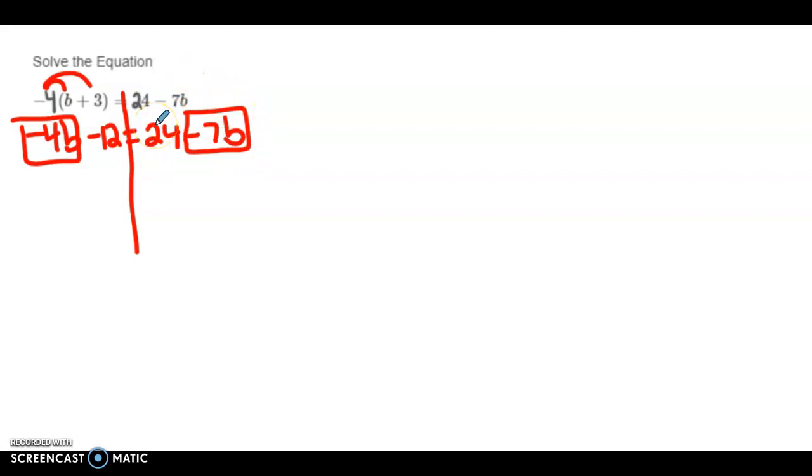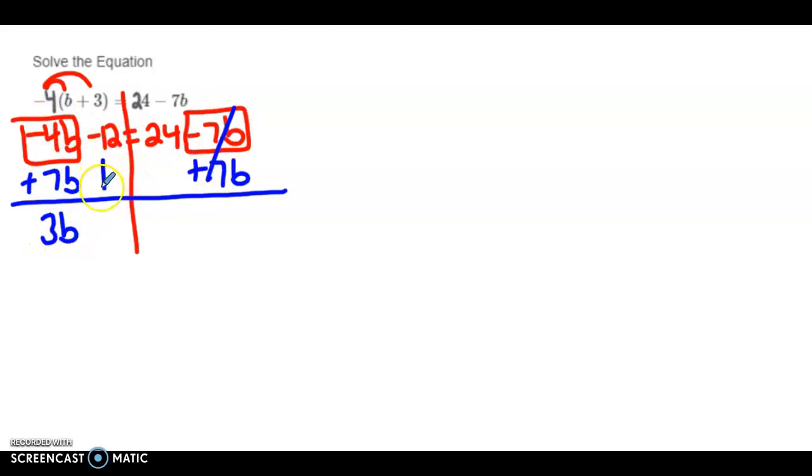I need to get those to the same side. And I always like to move the smallest one. In this case, negative 7 is the smallest. So I'm going to move that by adding 7b to each side. So I end up with 3b, and then I'm just going to bring everything else straight down. I'm still finding my letter, and I'm still trying to get it by itself, so I need to get rid of negative 12, so I'm going to add 12 to each side.